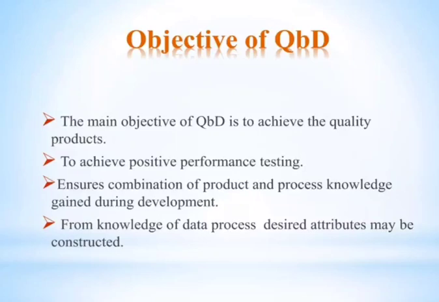Objective: the main objective of quality by design is, first, to achieve quality products. Second, to achieve positive performance testing. Third, to ensure combination of the product and the process knowledge gained during the development. Fourth, from knowledge of the data process, desired attributes may be constructed.